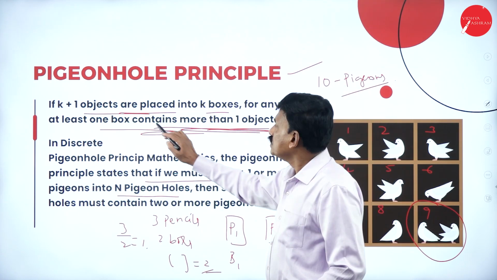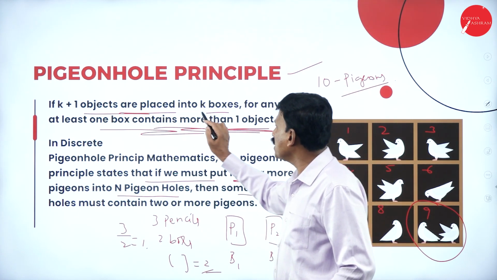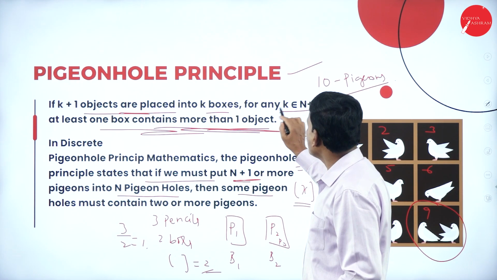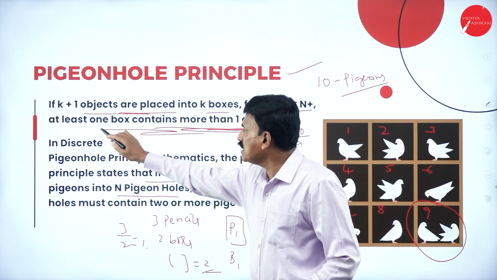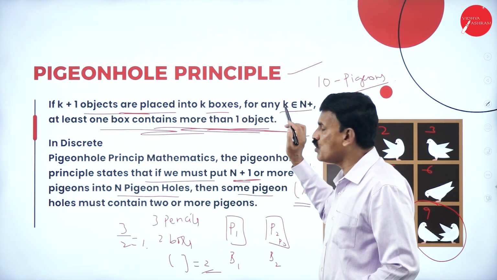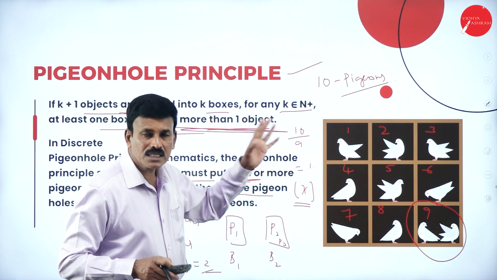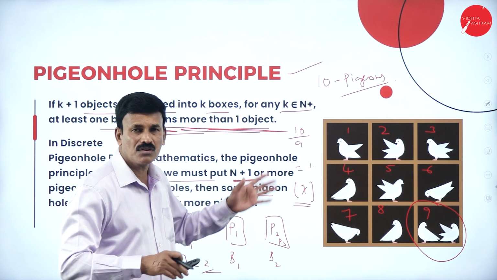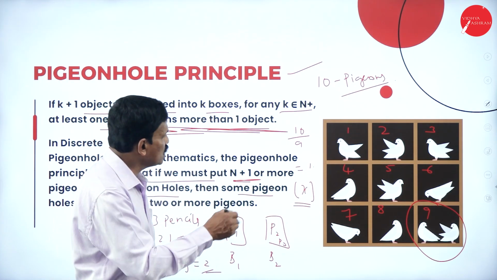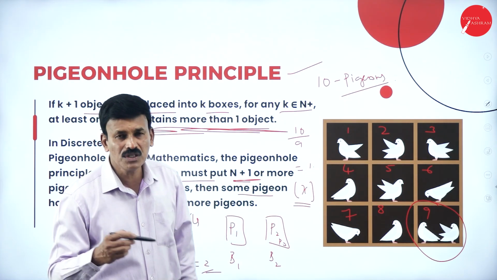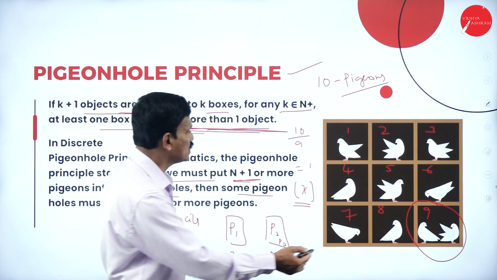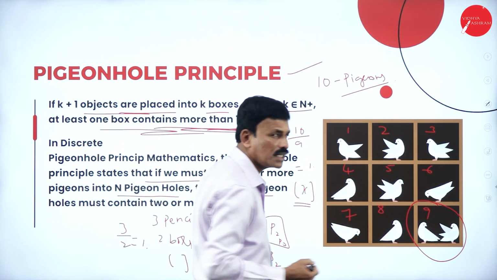So that means if k plus 1 objects are placed into k boxes, for any k belonging to N, at least one of the boxes contains more than 1 object. So here in this pigeonhole diagram we are placing 10 pigeons in 9 boxes. At least one of the holes will have more than 1 pigeon. That is easily observed from this diagram.